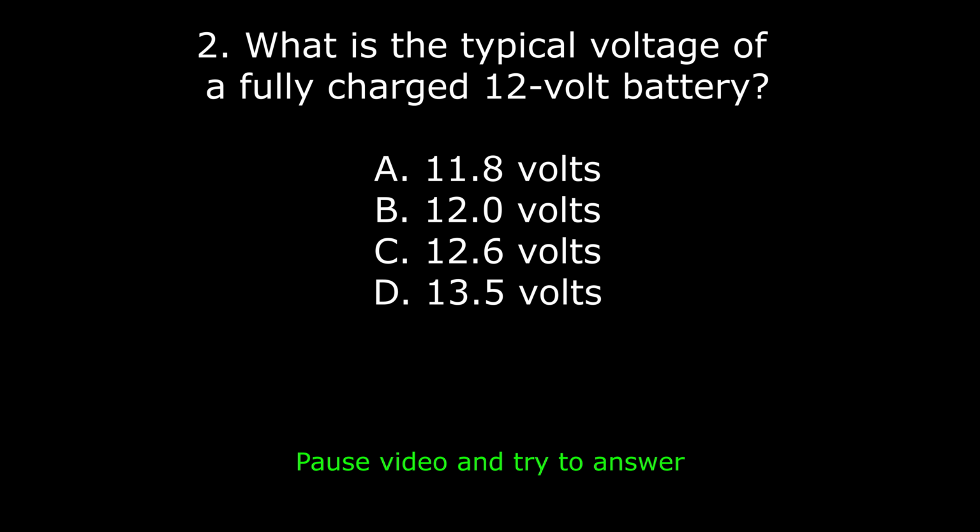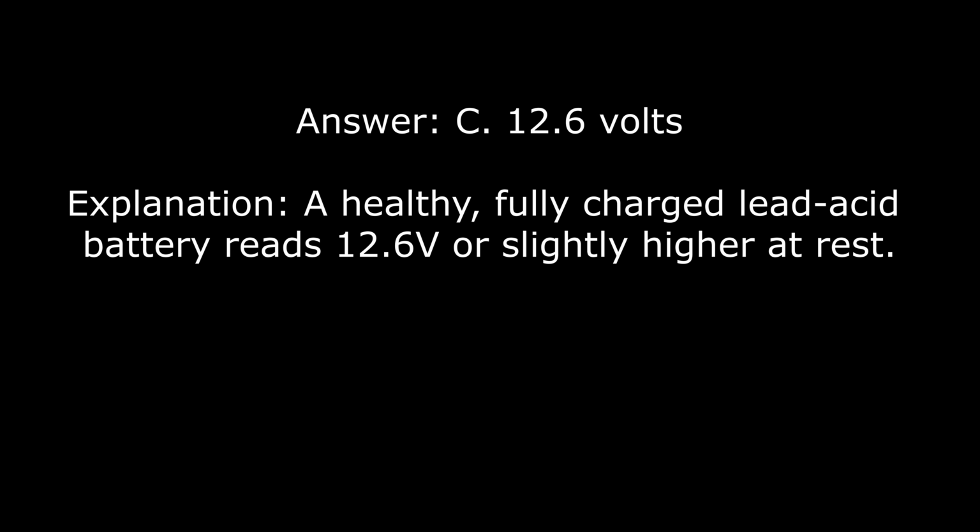2. What is the typical voltage of a 12-volt battery fully charged? A. 11.8 volts. B. 12.0 volts. C. 12.6 volts. D. 13.5 volts. Answer: C. 12.6 volts. Explanation: a healthy, fully charged lead-acid battery reads 12.6 volts or slightly higher at rest.